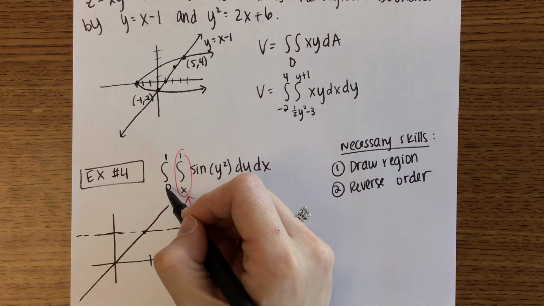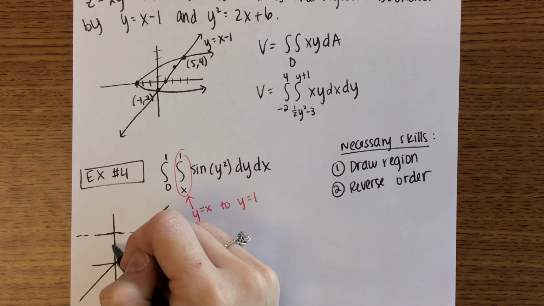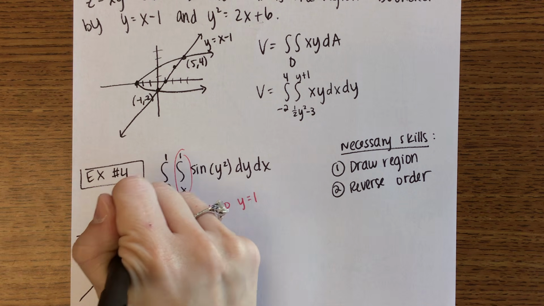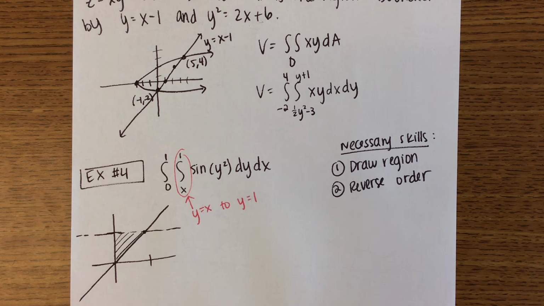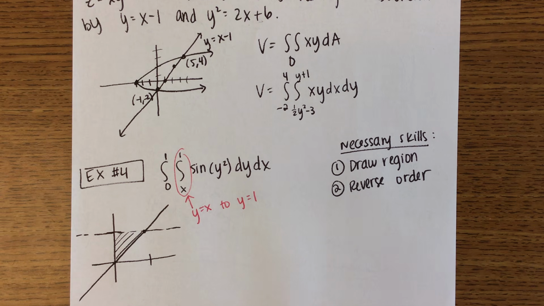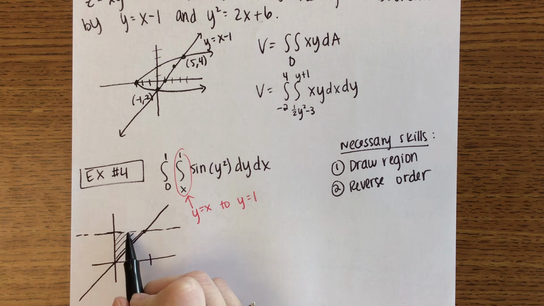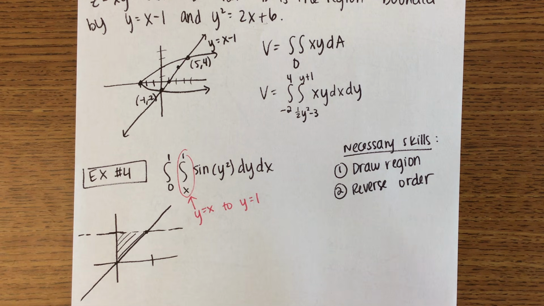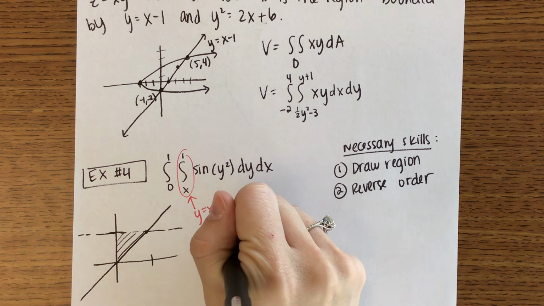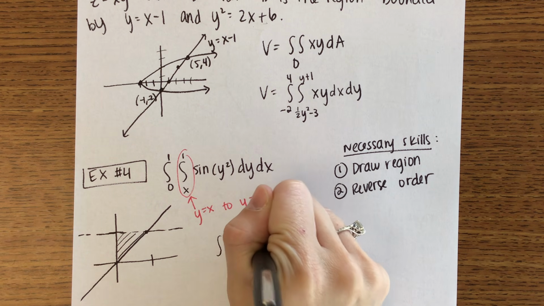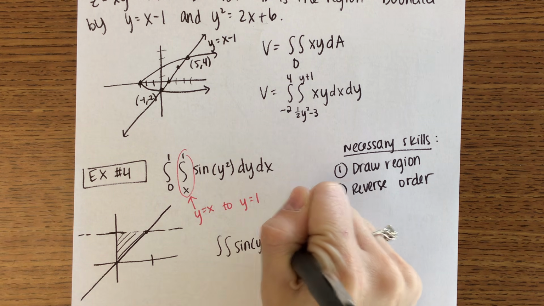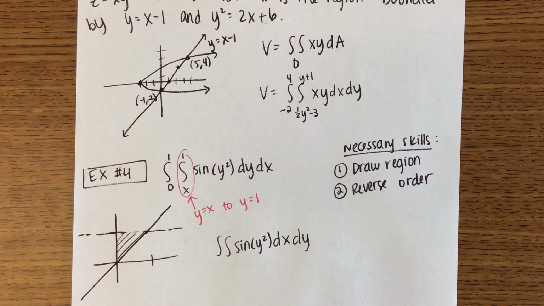Then we are going from x equals 0 to x equals 1. So this is the region that we're looking at. In this case, top and bottom limits are constant. Left and right limits are constant. So it really isn't easier one way or another, except that we can't integrate y squared or sine of y squared. So we are going to integrate with respect to x first and then y.